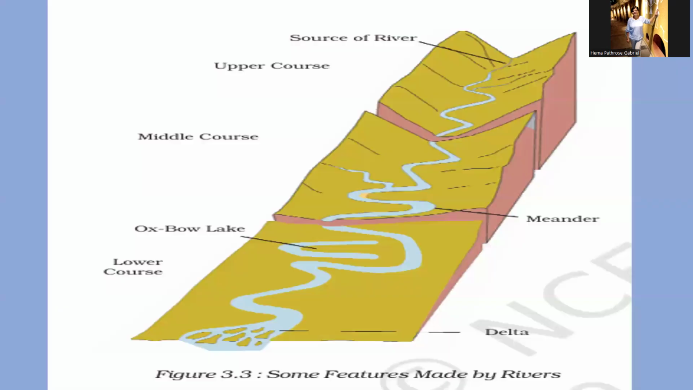You could see the picture. Zigzag pattern of river is known as meander. When a portion of meander is cut off, when it is in the shape of a horse bow, that is what we mean by oxbow lake. And where it is entering the ocean or sea, the sediments will be deposited in the form of a triangle. That is what we mean by delta.